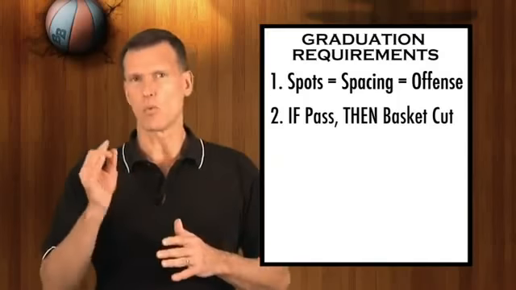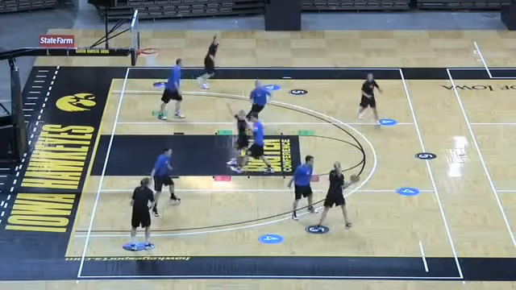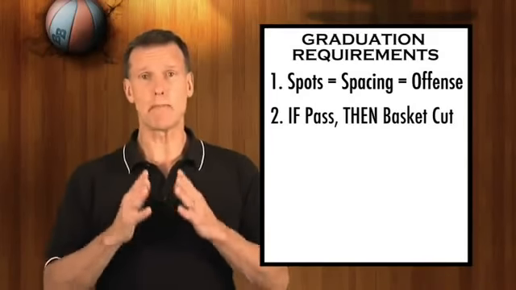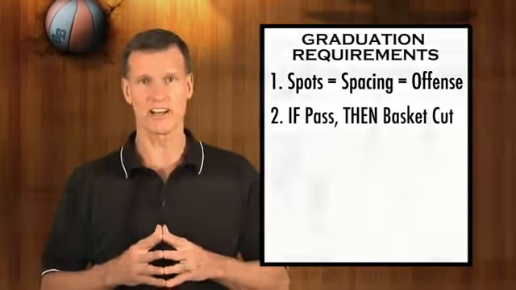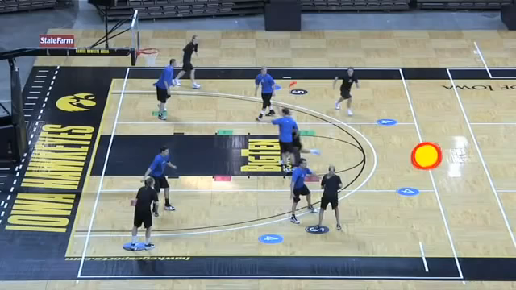Whenever a pass is made one spot away from the ball, the passer must make a basket cut. This is a rule that will never change. If you see a team that passes and stands, you can be assured it's not the read and react. Empty spots are to be filled with the highest priority being those spots one pass away from the ball.